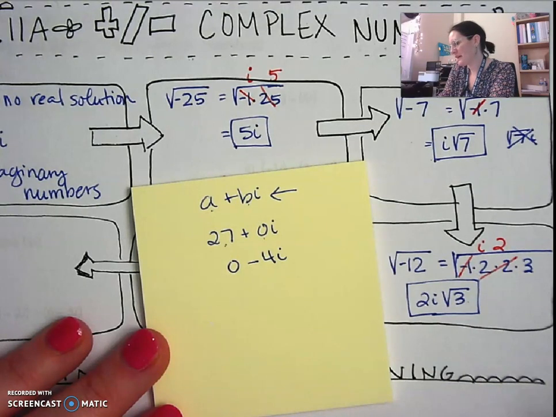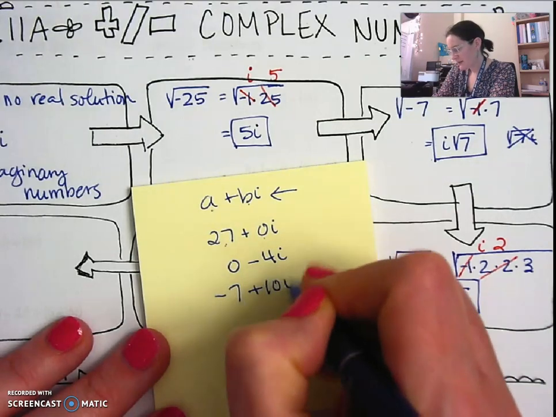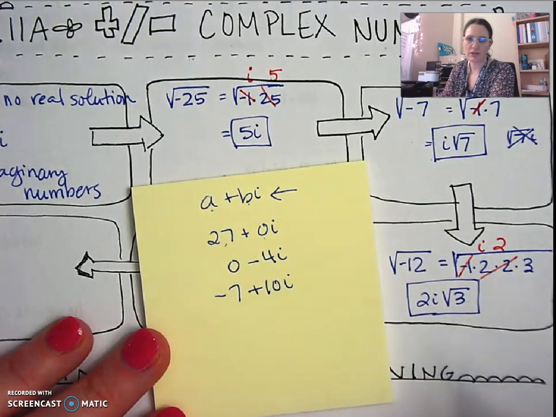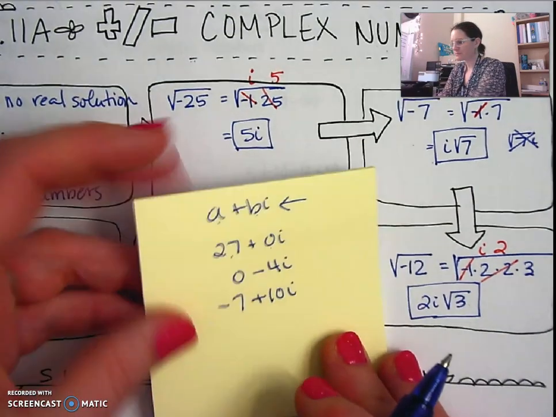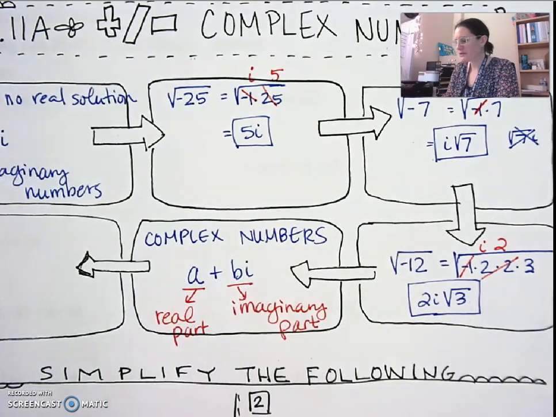And then a number that has both parts could be anything like -7 plus 10i. So it has these two parts like that. Okay. So complex numbers is all the real plus all the imaginaries in one huge set of numbers.